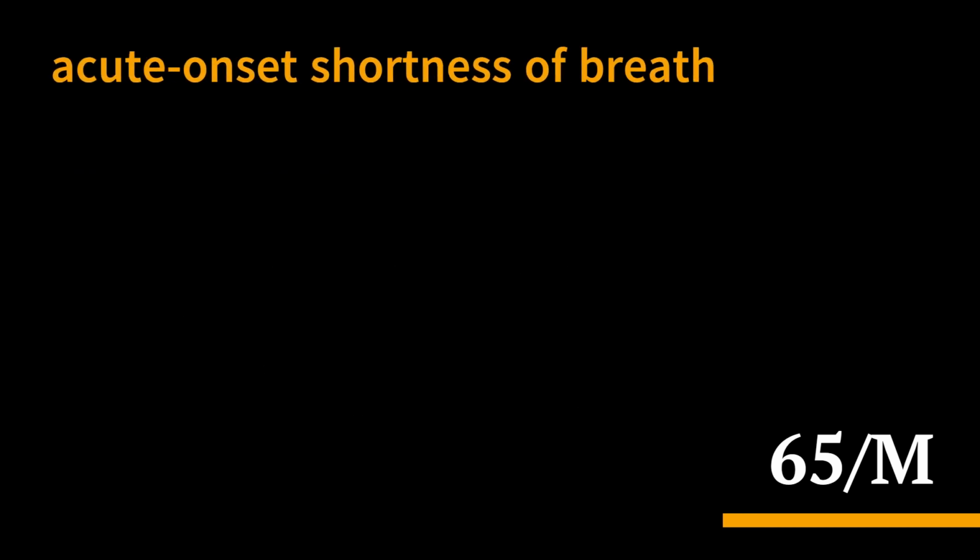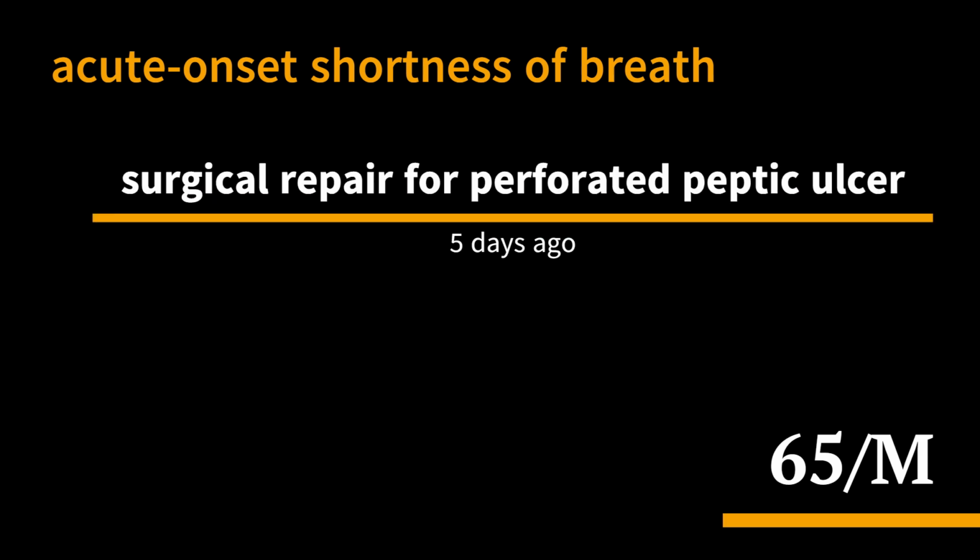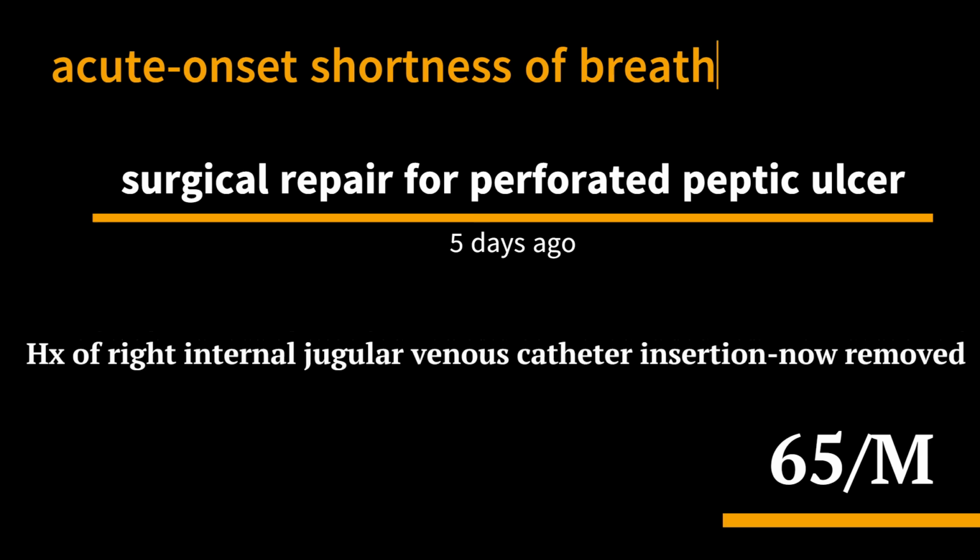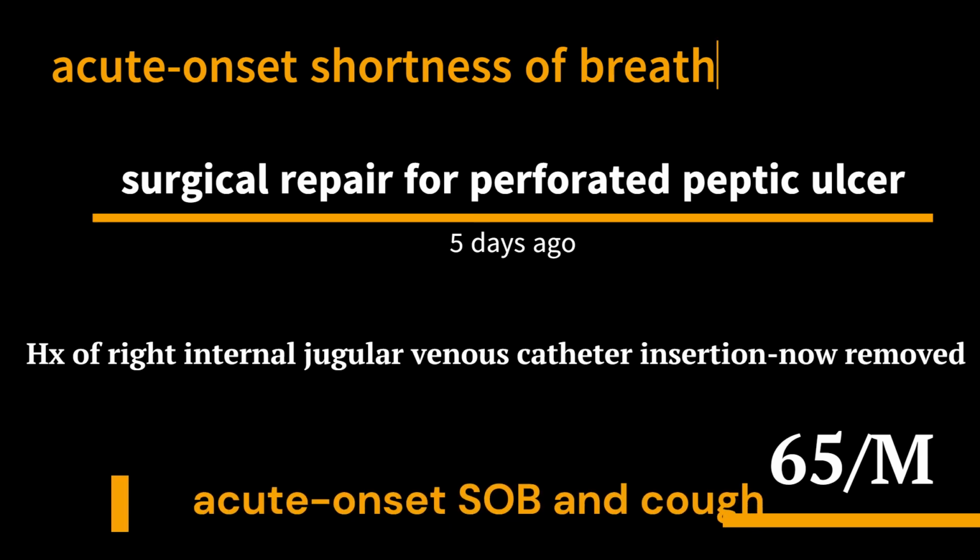of breath. The patient was originally admitted 5 days ago for peritonitis due to a perforated peptic ulcer, for which he underwent surgical repair. A large bore, right internal jugular venous catheter was placed during the operation. Today, he was out of bed, sitting in a chair, and comfortable on room air. The internal jugular catheter was removed. Minutes after catheter removal, the patient develops acute onset shortness of breath and cough.